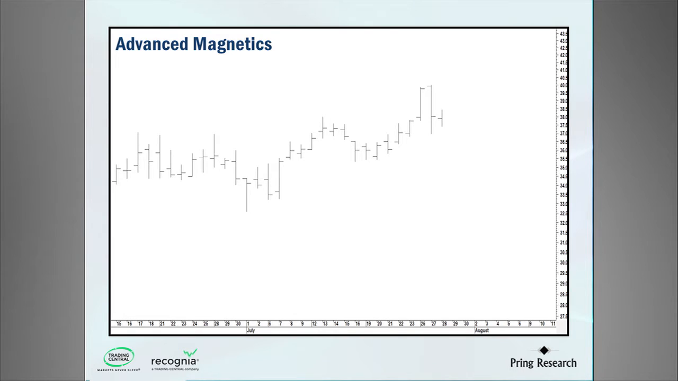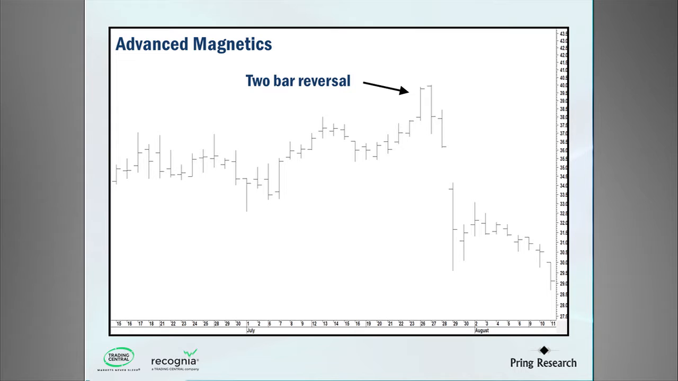Here's another example with advanced magnetics. See how the price formed a 2-bar reversal. Not a classic one because the second bar closed some way from its low, but certainly around the first day's opening. That second day was also an outside bar as well. This is what happened next, a nasty decline.